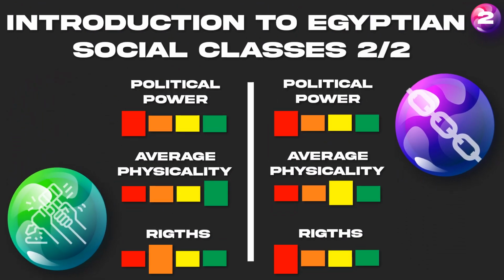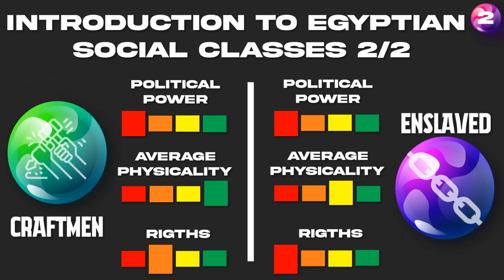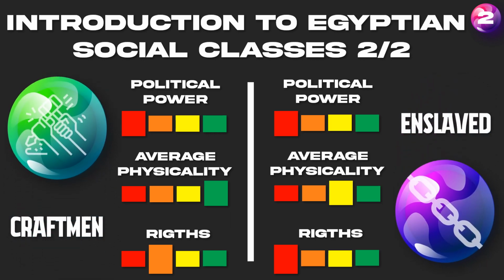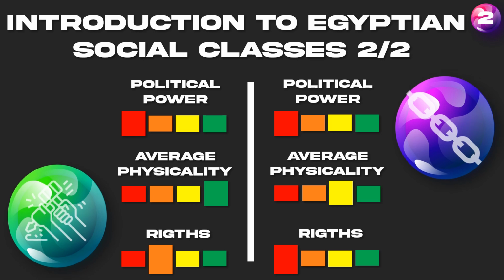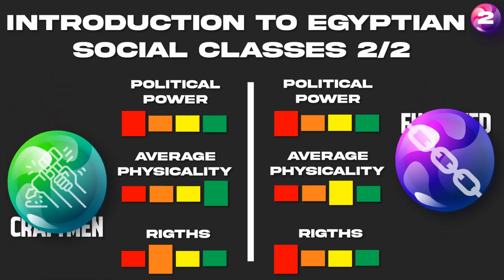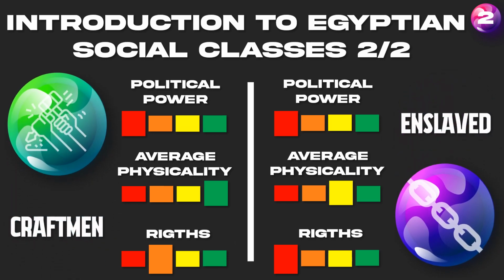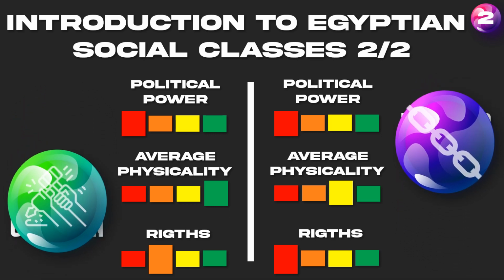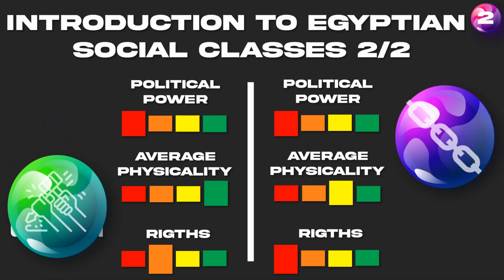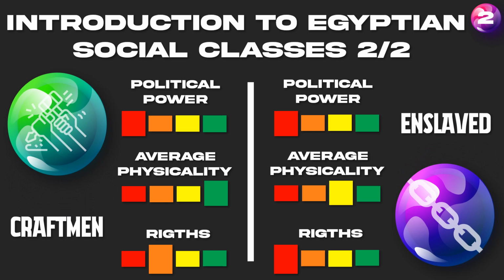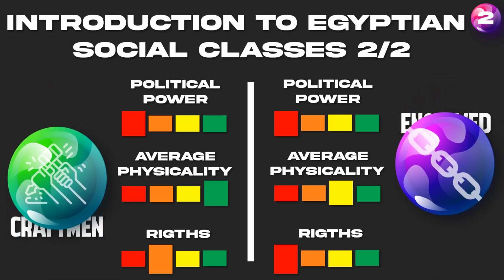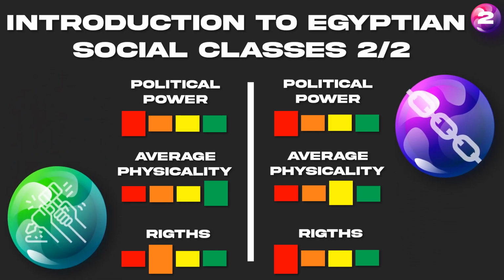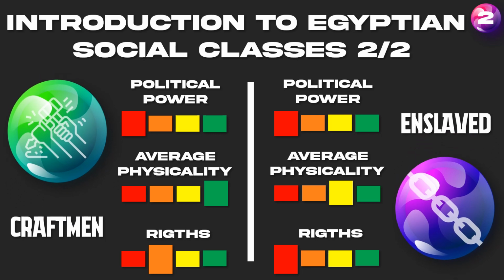First, we are going to compare the two lowest Egyptian social classes, the craftsmen and the enslaved. They both don't have any political power, so their voices don't count. They need to have a very good average physicality because they have to work really, really hard every day, but they don't have any rights.